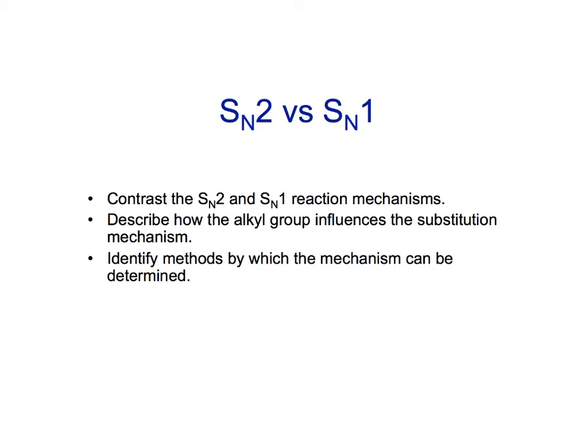In this highlight video, we will discuss two mechanisms by which substitution reactions can take place. They are called SN2 and SN1. After watching this video, you will be able to contrast the SN2 and SN1 reaction mechanisms. You will be able to describe how the alkyl group of the alkyl halide influences which substitution mechanisms take place, and you will be able to identify the methods by which the mechanism can be determined.